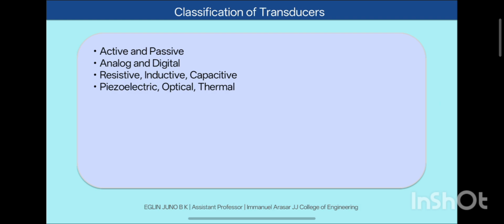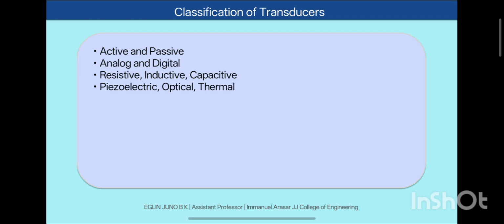Transducers are first classified as active and passive. An active transducer generates its own electrical signal and does not need an external power supply. For example, a thermocouple produces a voltage when there is a temperature difference.